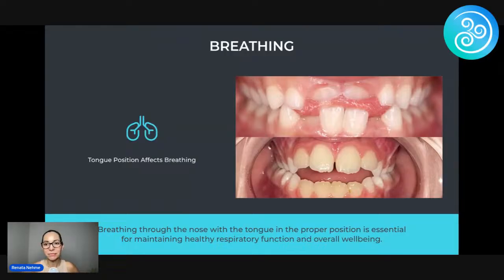Okay, good. So the first one is breathing. And here I have a couple of photos. Can you guys tell me what is the difference between these 2 patients?